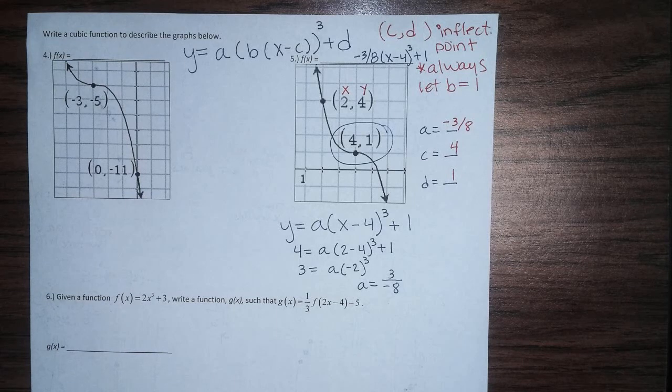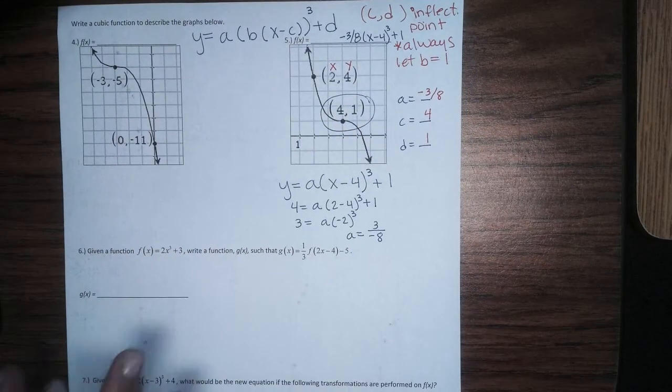And last but not least is number 6 and 7. They're both similar. We're just going to do number 6, and then you try number 7 by yourself. We did these last semester. Last semester we did them with absolute values, parabolas and square roots. So here they go again.